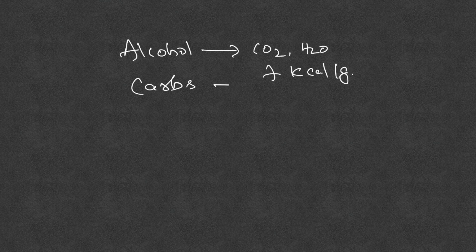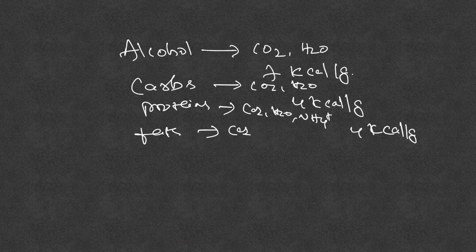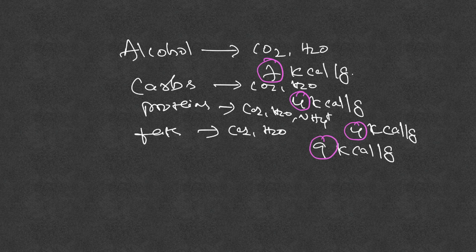So carbs oxidation into carbon dioxide and water will give you 4 kilocalories of energy per gram, and oxidation of proteins into carbon dioxide, water, and ammonium ion will again give 4 kilocalories per gram, and oxidation of fats into carbon dioxide and water will give 9 kilocalories per gram. So these are the numbers here. Make sure you remember these numbers. For alcohol it is 7 kilocalories, for carbs it is 4 kilocalories, for proteins it is 4 kilocalories, and for fats it is 9 kilocalories.